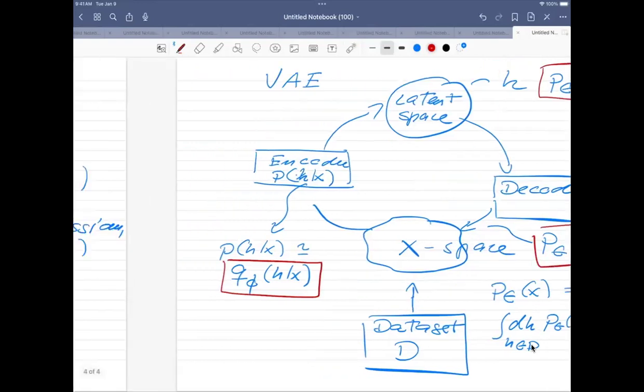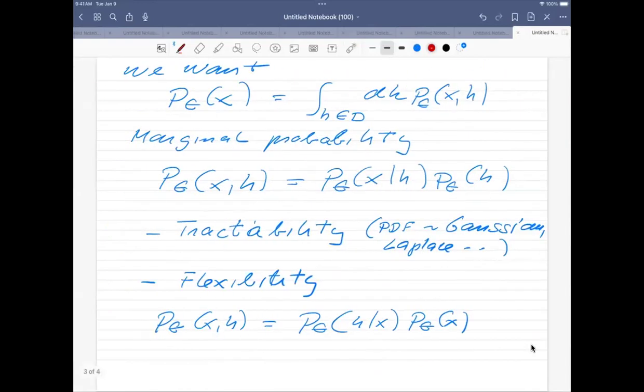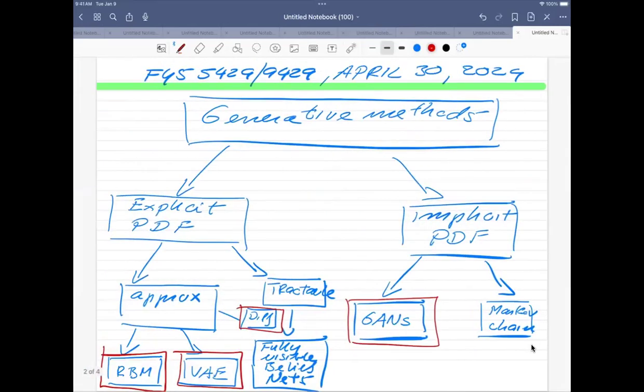So if we go back to that argument about tractability and flexibility, you see quickly that what we are doing now is that we are trying to deal with the full probability, but we approximate the full probability. And this is why, when we now look at the general scheme of generative models, the variational autoencoder is actually an approximation to an explicit treatment of the full probability distribution function.